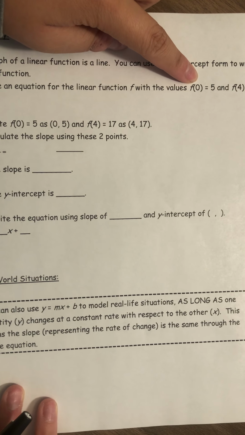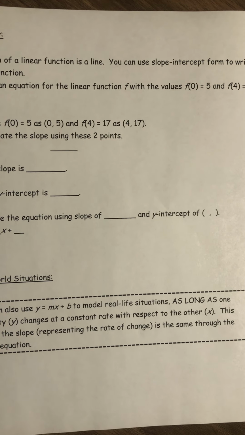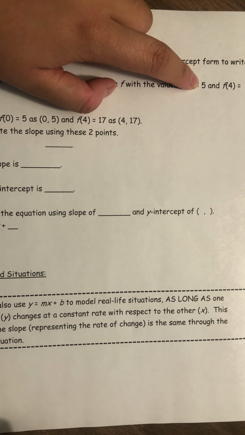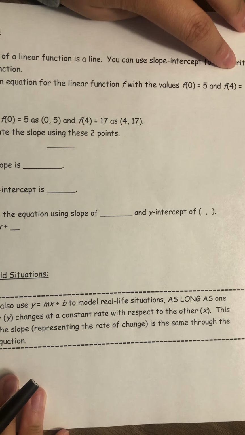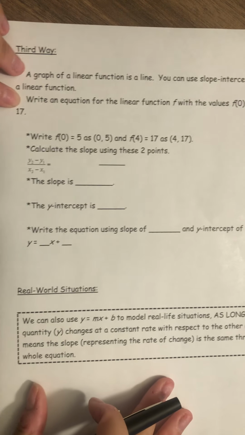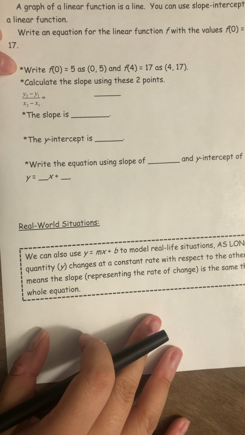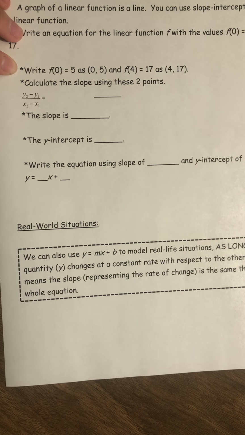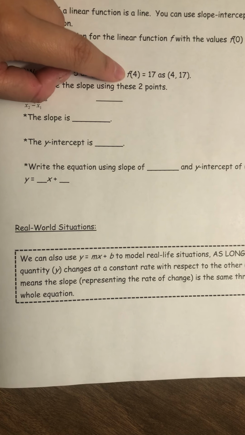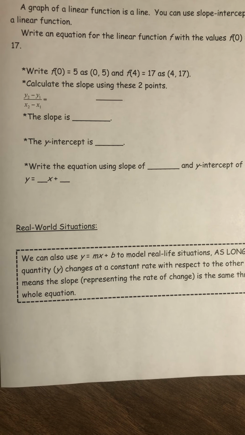So this notation here looks very familiar. This is what we call function notation, right? So this is telling us that when the input is 0, or when the x value is 0, we are going to get an output of 5, or a y value of 5. And similarly, when the x value or the input is 4, we are going to get an output or a y value of 17. Okay, and that's how we can come to this conclusion right here, where we can write f of 0 equals 5 as an ordered pair 0, 5. And we can write f of 4 equals 17 as an ordered pair 4, 17.